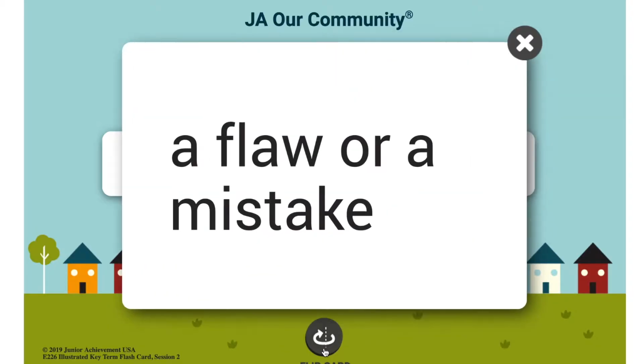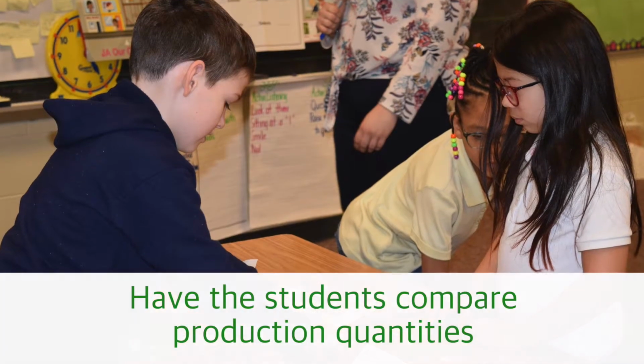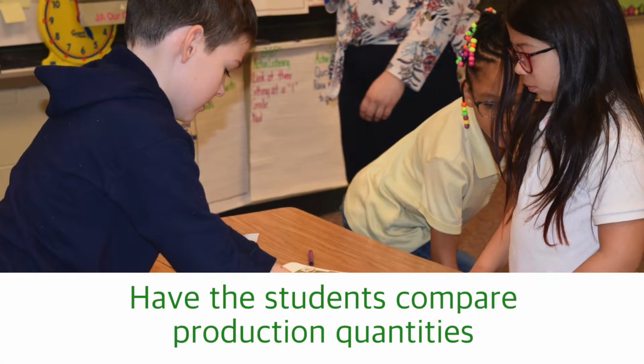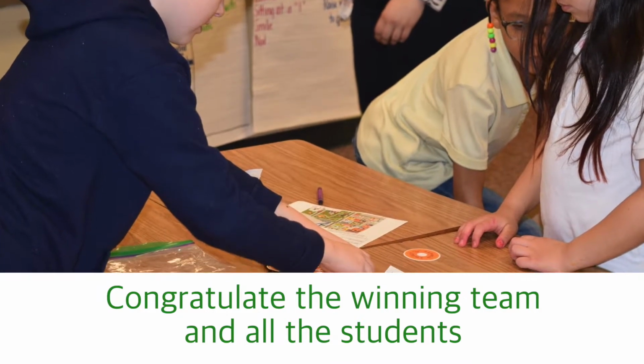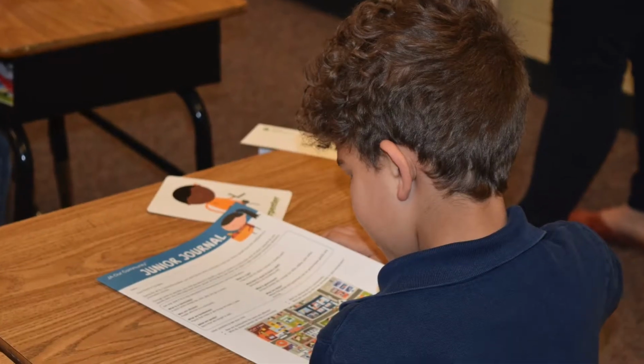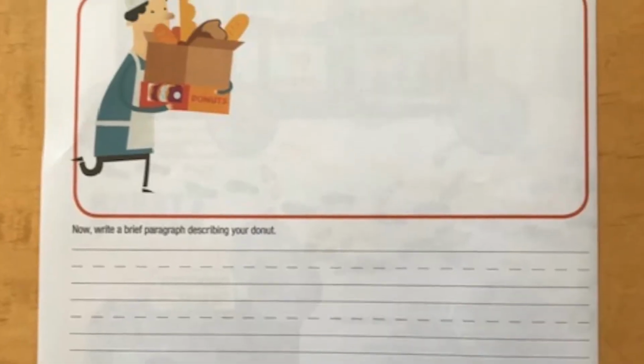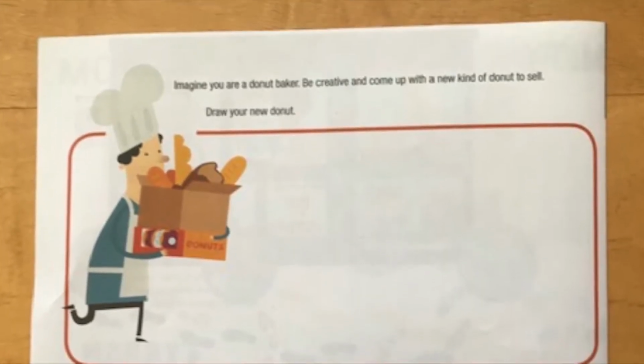Explain that a defect is a mistake made when producing something. Have students compare production quantities. Congratulate the winning team and all the students for doing good work. If time allows, distribute the junior journals and have students turn to page 4.